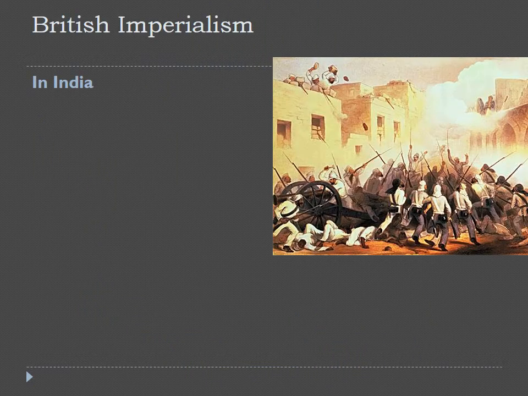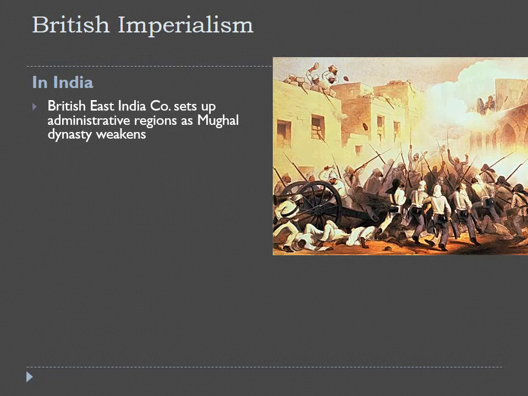So, British imperialism in India. The British East India Company sets up regions as the Mughal dynasty declines. Remember that the Mughals are in northern India, and actually the Dutch have occupied indirectly, just through imperialism, southern India to this point. But the British go in and try to set up and gain a foothold in India.